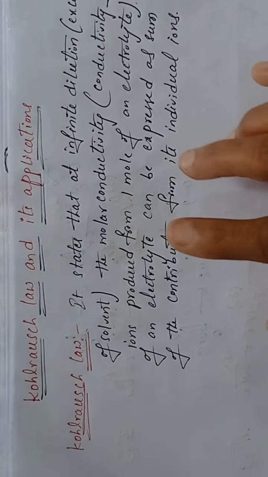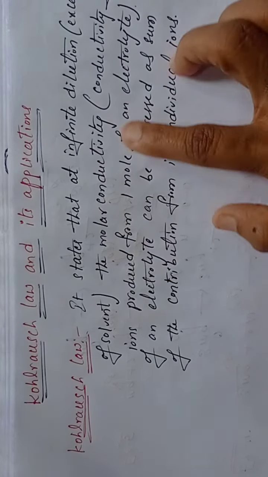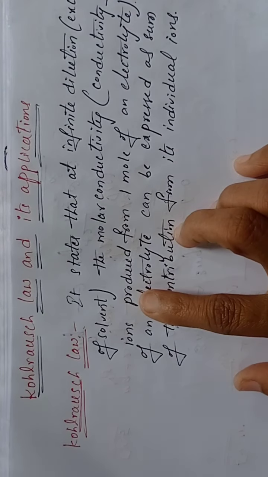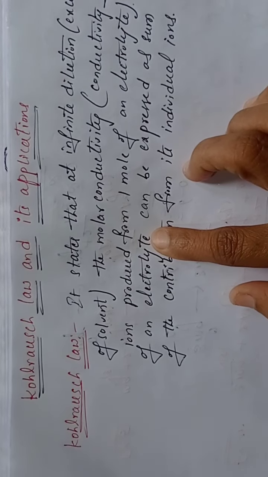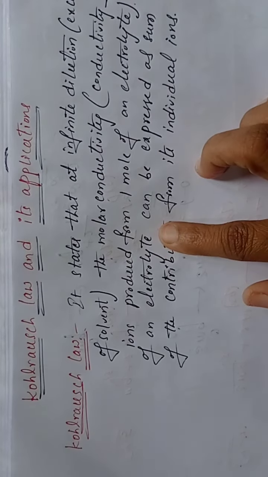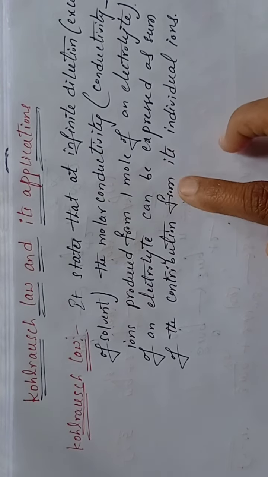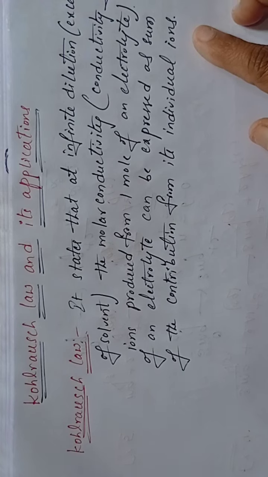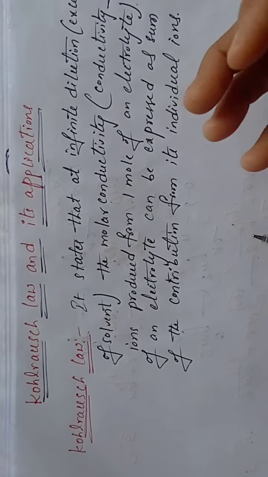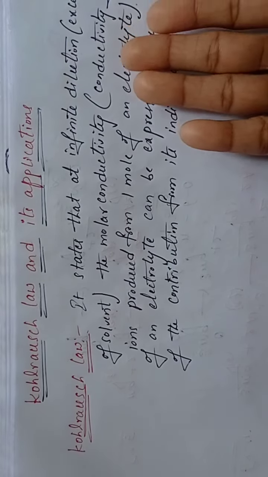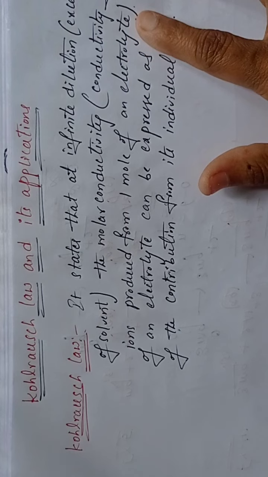What is Kohlrausch law, students? It states that at infinite dilution, the molar conductivity of an electrolyte can be expressed as the sum of the contributions from its individual ions. Clear? So what is this molar conductivity, students? The conductivity of ions produced from 1 mole of an electrolyte.